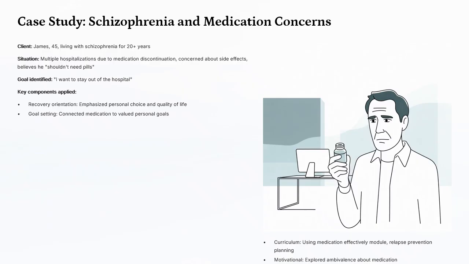Case study: schizophrenia and medication concerns. Client: James, 45, living with schizophrenia for 20-plus years. Situation: multiple hospitalizations due to medication discontinuation, concerned about side effects, believes he shouldn't need pills. Goal identified: "I want to stay out of the hospital." Key components applied: recovery orientation, emphasize personal choice and quality of life.